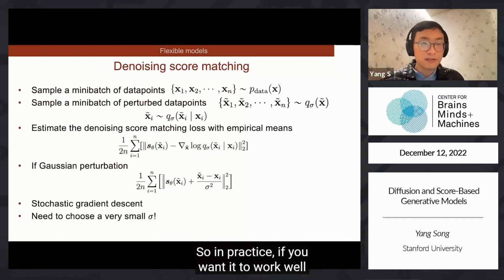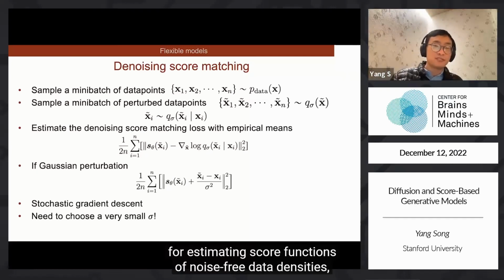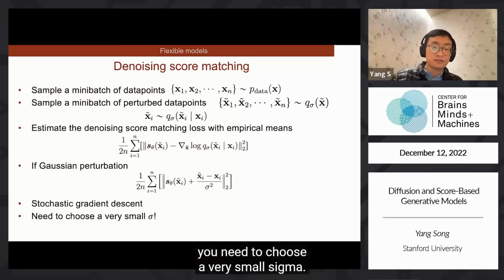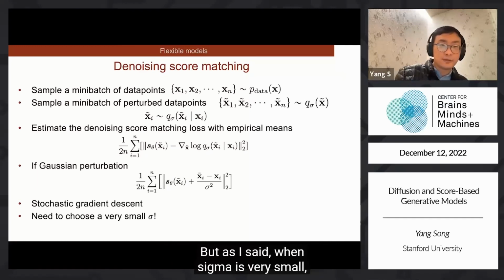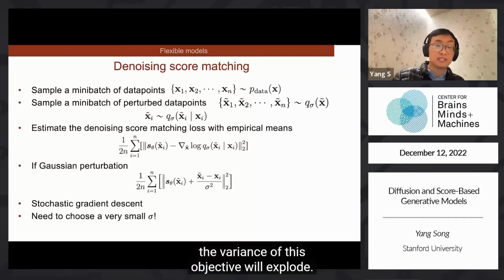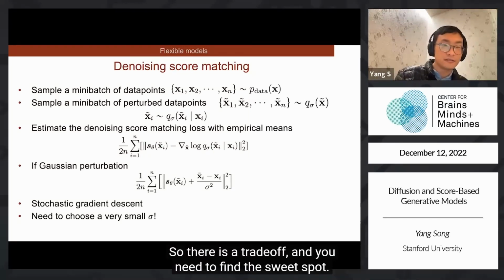In practice, if you want it to work well for estimating score functions of noise-free data densities, you need to choose a very small sigma. But as I said, when sigma is very small, the variance of this objective will explode. So there is a trade-off, and you need to find the sweet spot.